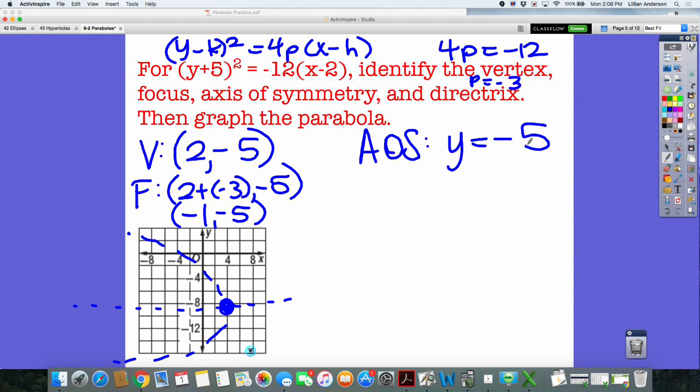So if you want to add that in there, add that as part of your notes: the axis of symmetry for parabolas that open left or right is y equals k. Exactly.